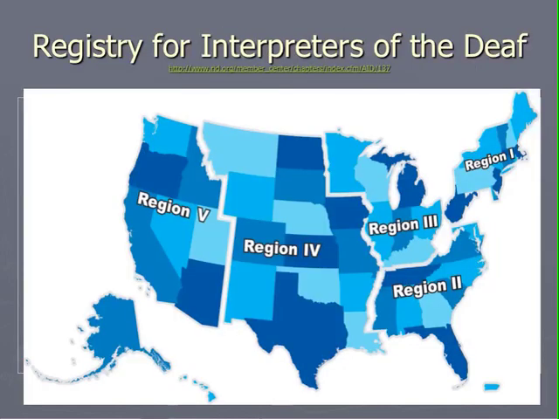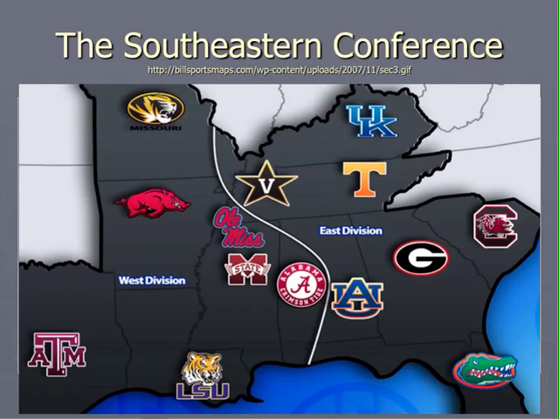All right, this is a registry for the interpreters of the deaf. They also have regions. You can see they have 5 regions throughout the United States. And again, those are specific by borders. So they have borders that separate them. The Southeastern Conference also has borders that generally separate that area. But here we're talking about the western side of the conference and the eastern side, okay?